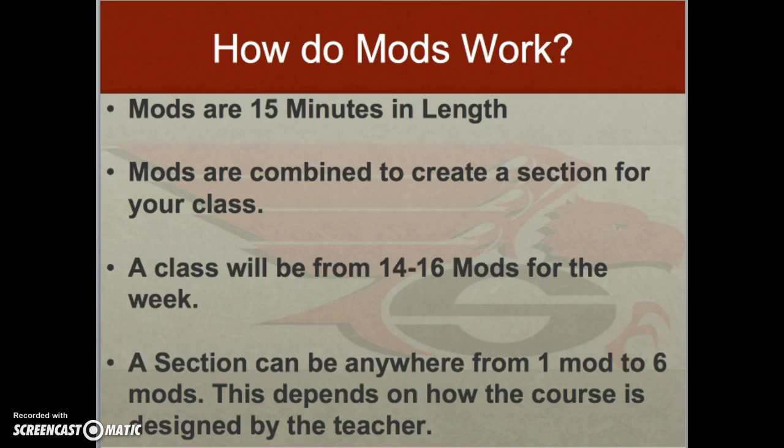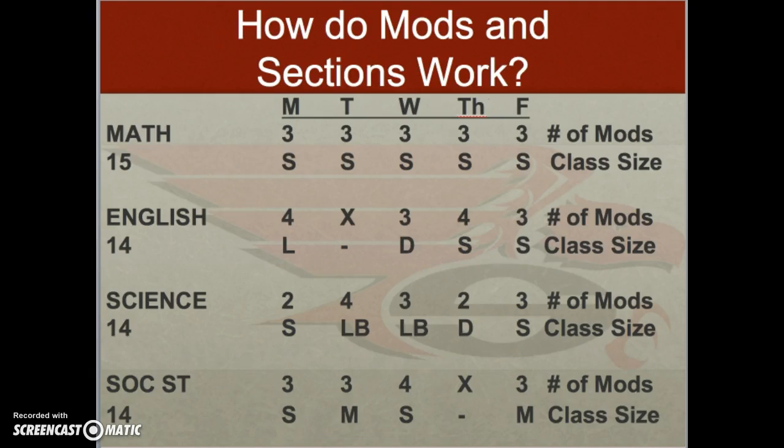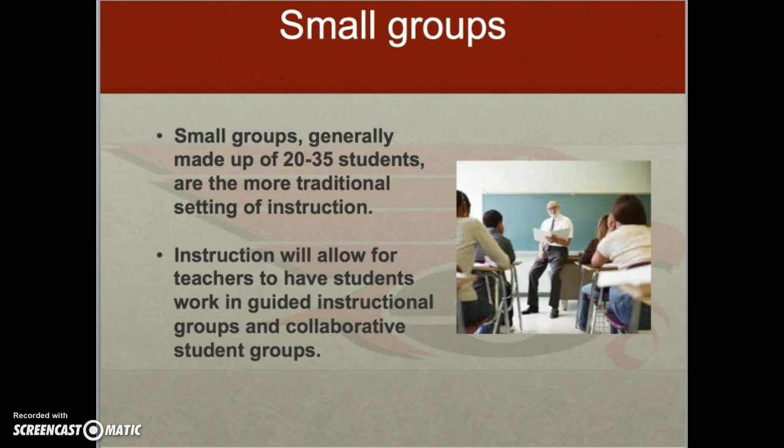So to help reemphasize this a little bit, here are some examples of how sections work. When you look at math, you can see that math is phased in a way that it will meet for 3 mods each day of the week. So Monday, Tuesday, Wednesday, Thursday, Friday, most of our math classes will meet just 3 mods each day of that week. Now keep in mind that you may not have the same teacher each day, but you will meet for that amount of time. And all of those classes will meet in a classroom size of a small group. And when we had talked about that before, a small group is generally a class of anywhere from 20 to 35 students, and pretty similar to the type of instruction that we are accustomed to in our current 7-period day.